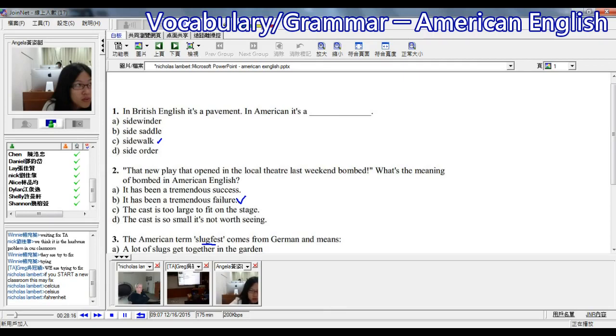Now, the American slugfest. It's a horrible word. It comes from German. What does it mean? A lot of sluggers get together in the garden. A boxing match with a lot of punching. Whipped cream on a cup of coffee or a place where parties begin. A boxing match with a lot of punching. That's right.